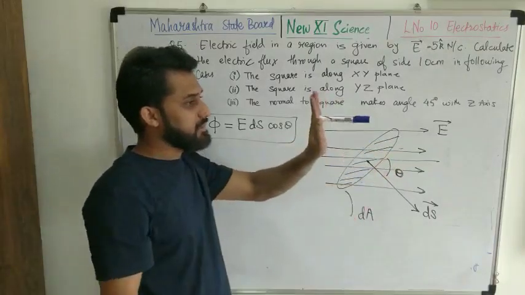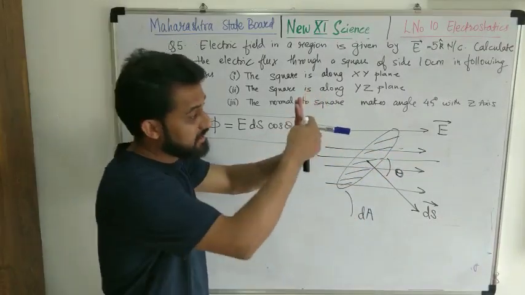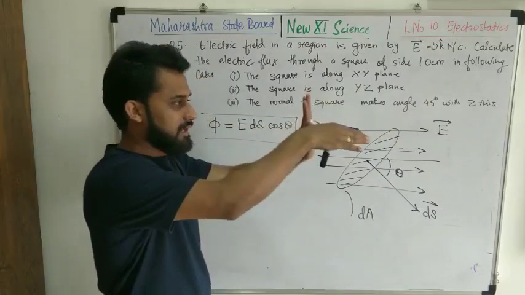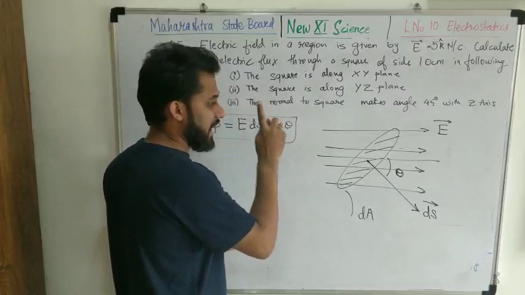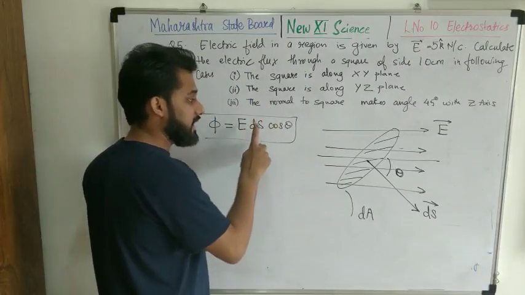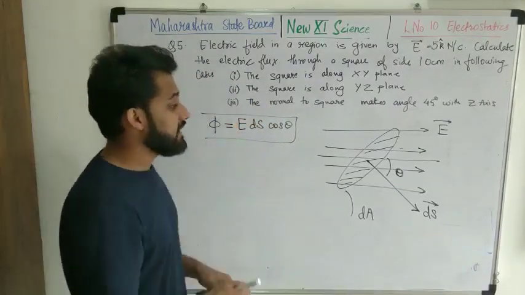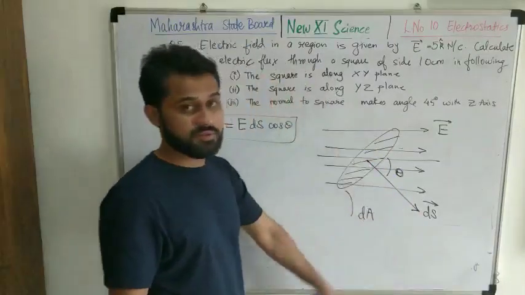And when the area is perpendicular to the field, meaning the area vector is parallel to the field, at that time maximum lines will pass. So remember this, theta is the angle between the electric field and the area vector. What is the area vector? It is a vector which is perpendicular to the surface area.